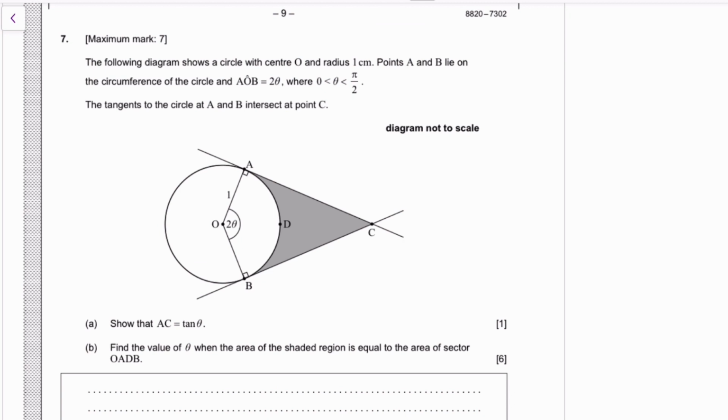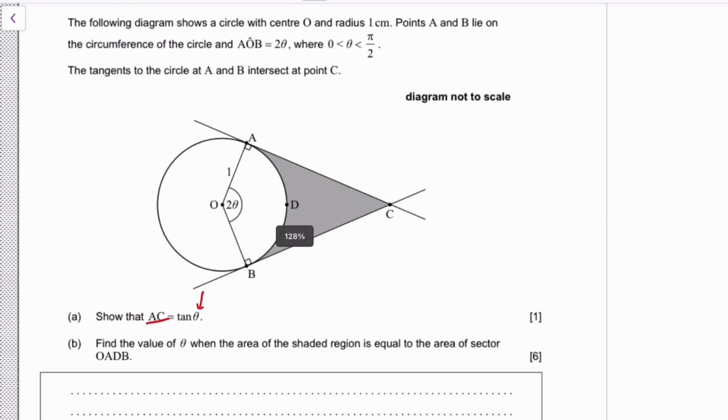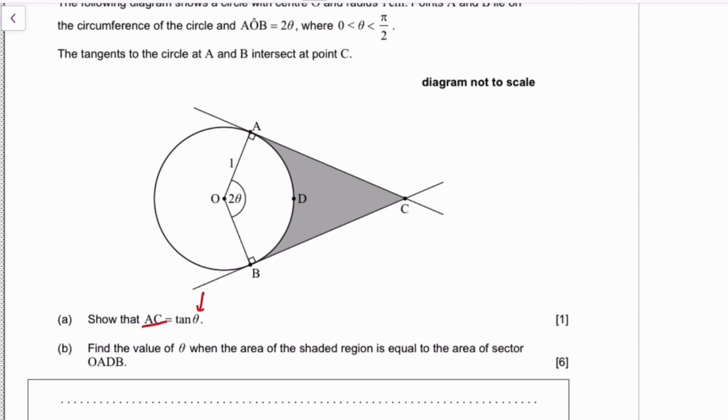Yeah, this problem is a bit more complicated. Take the time to read it. Now, first they want you to find AC. Apparently it's related to theta, so that's the hint. You need to chop this angle in half, and so this is theta. And the important thing is this is a right angle triangle, so you can do right angle trigonometry, you know, the sine, cosine, tangent thing.